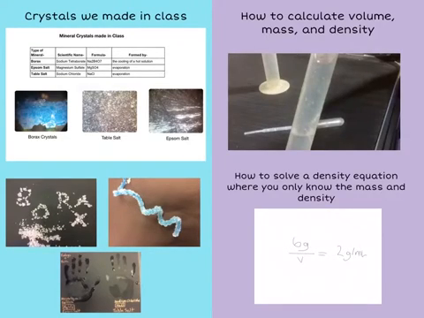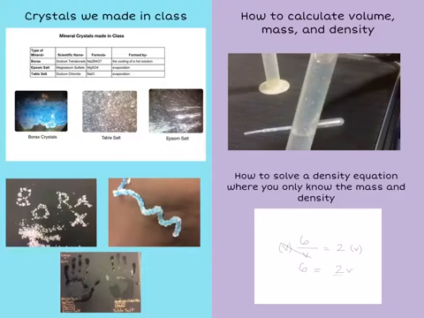Now I'll show you how to solve a problem where you know the mass and the density, but you do not know the volume. First, you multiply both sides by V. If you multiply 6 over V, and 6 is your mass, times V, both of these V's cross out, and you're left with 6. And if you multiply 2, which is your density, times V, you're left with 2V.